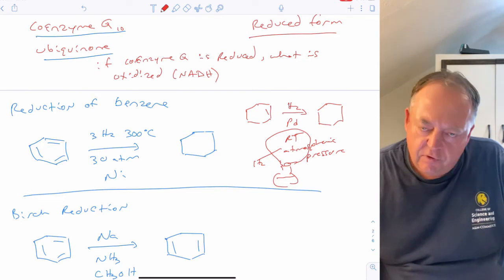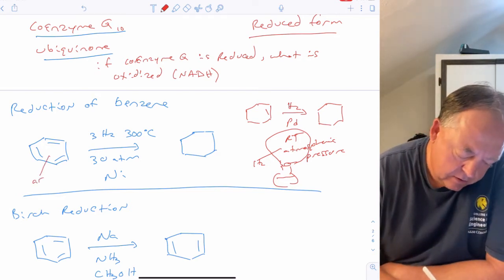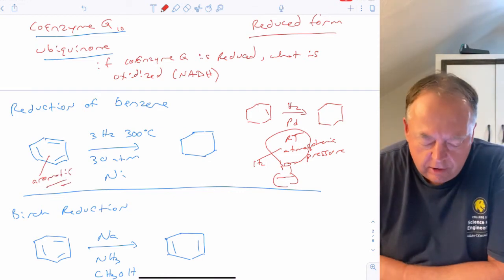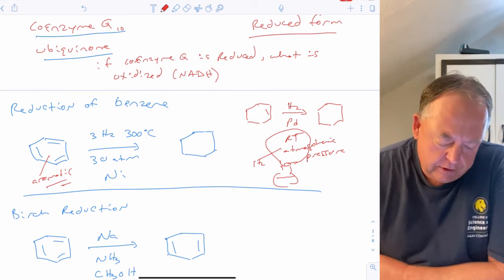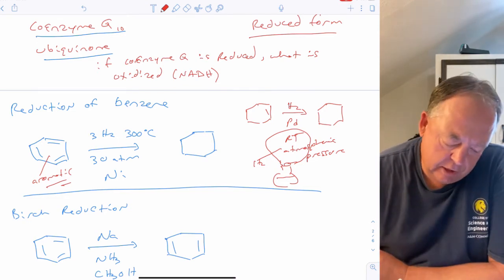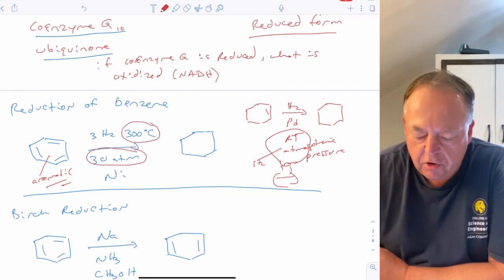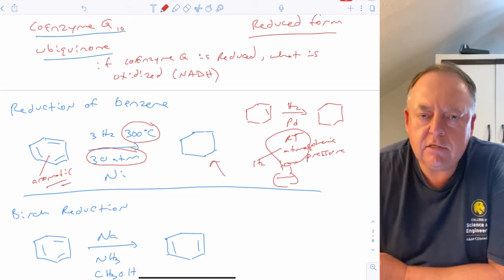But that's not the case for benzene, right? Because benzene is aromatic. And if you get rid of those double bonds, it's no longer aromatic, and aromaticity is very stabilizing. So if you want to reduce benzene, you have to beat on it. So you have to go to higher temperatures typically and much higher pressures, so 30 atmosphere pressure, and then you can reduce the double bonds in benzene to make cyclohexane.